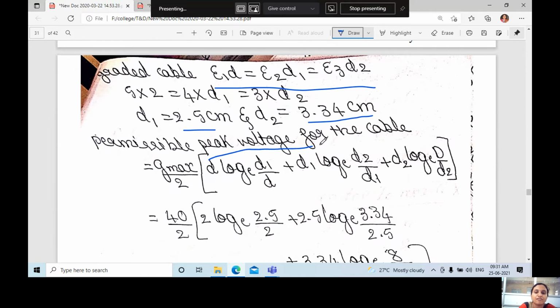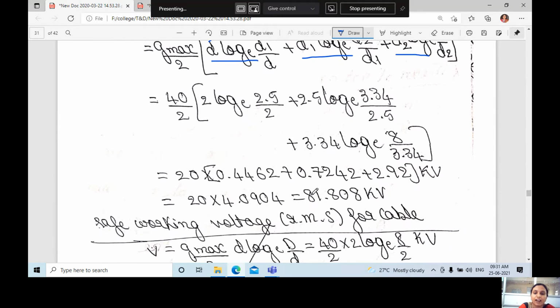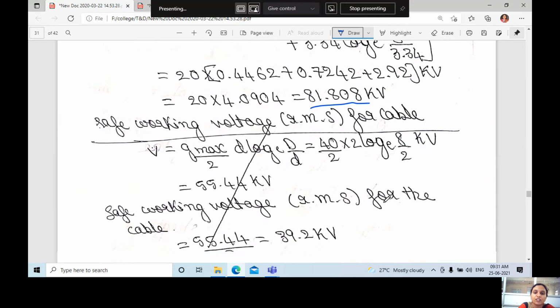Permissible peak voltage for the cable, that is G max divided by 2, small d log e d1 divided by d, d1 log e d2 divided by d1, d2 log e capital D divided by d2. G max is given, and the d1 and d2 values we also know. So substitute, and we get 81.08 kilo voltage.